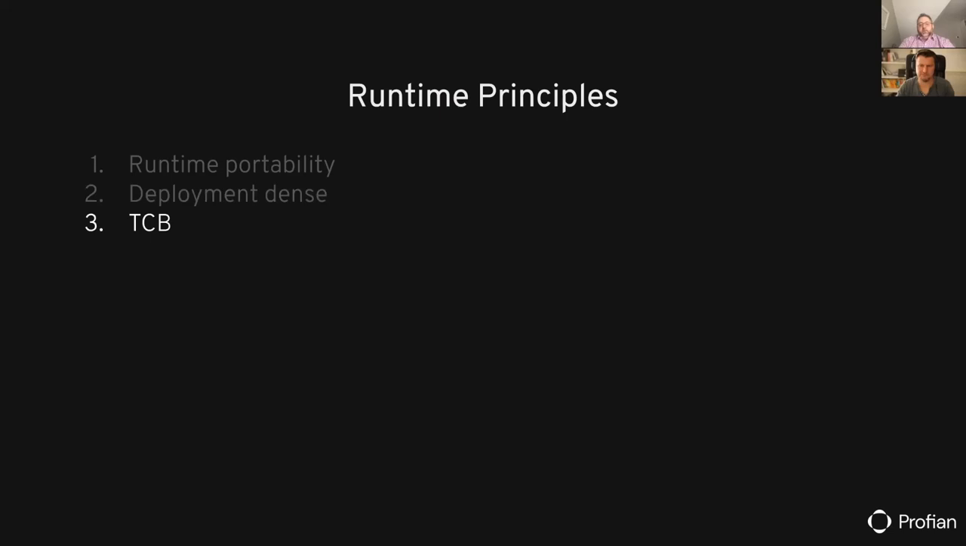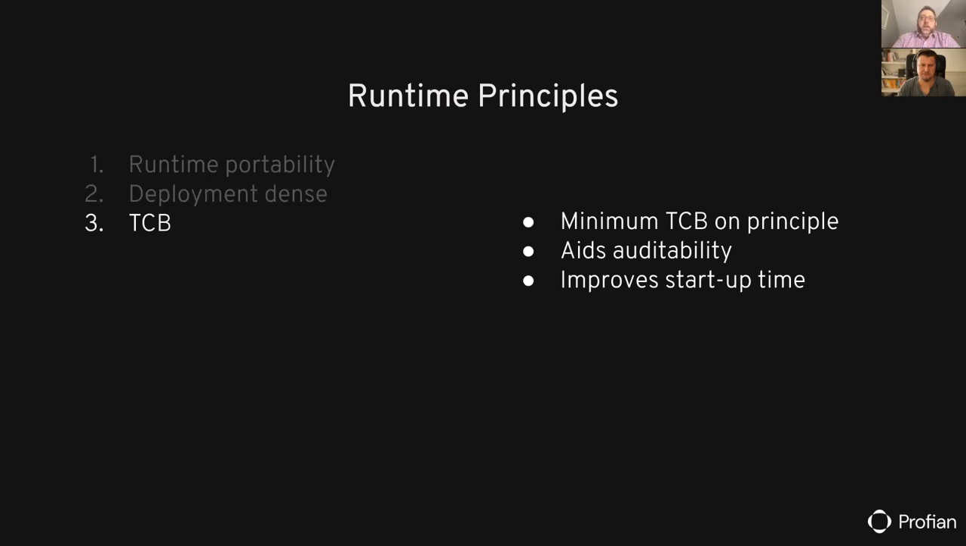We also have the problem of the TCB, otherwise known as the trusted computing base. This is the amount of code that you have to trust in order to deploy an application. And of course, we want this to be as minimal as possible. If you have to depend upon hundreds of megabytes or even gigabytes worth of software just to deploy your application, then that's a large pool of places where security vulnerabilities can arise. So what we want to do is try to reduce our attack surface by having as minimal a trusted computing base as possible.